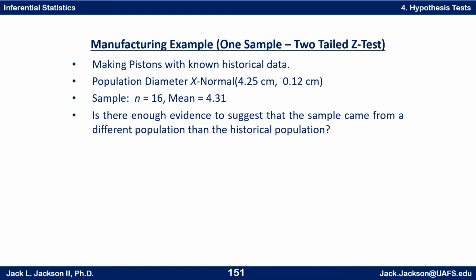Notice that 4.31 is bigger than 4.25, but the question is: is there enough evidence to support the conclusion that the sample came from a different population than the historical population? Or, if I were to rephrase that, is there enough data to say that something's happening on this machine to cause it to make different sized pistons, maybe larger or smaller pistons than normal?